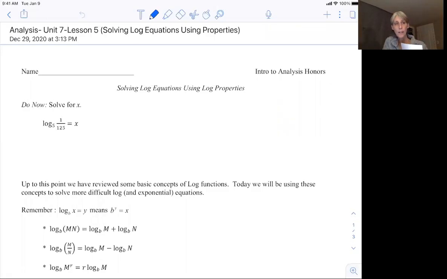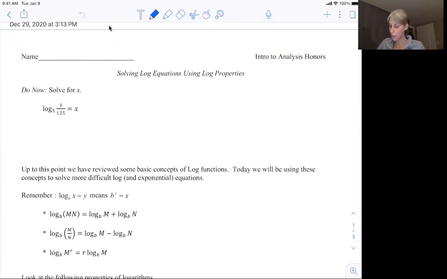Hi, everyone. Today we're on Unit 7, Lesson 5. We're going to be solving log equations using properties. Before we begin, let's start with a little do now, something real simple that we should all know how to do.